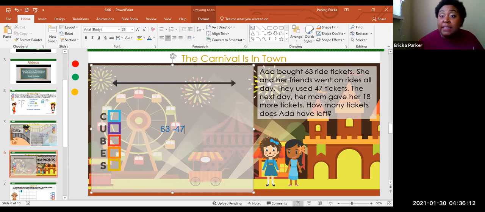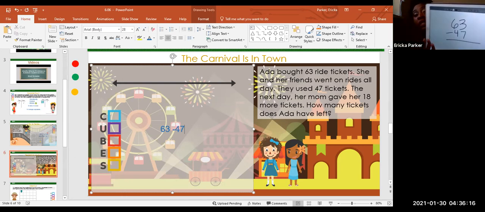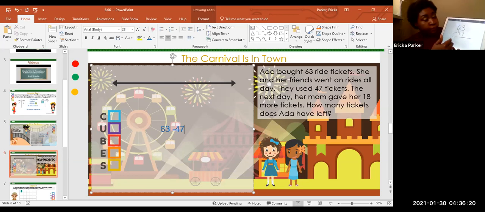minus 47. All right. It's going to look like this. What do you need to do? Regroup. That becomes 13. 13 minus 7 equals 6. What do we need to do over here? Can we just go 6 minus 4 equals 2?